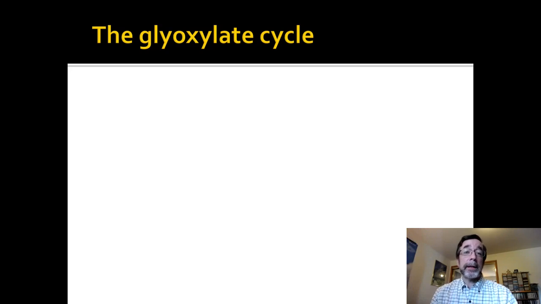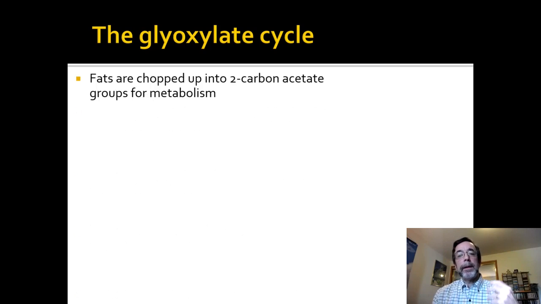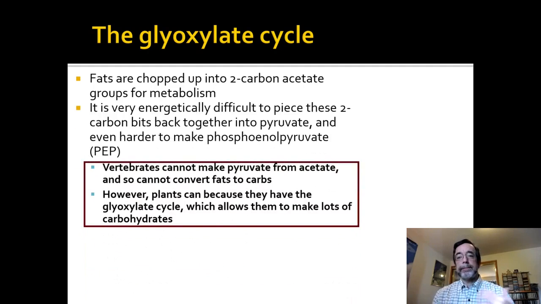Remember, they are more energetically dense than glucose is. And if you look on the labels, nuts and seeds will have lots of fats in them. So they solve a biochemical problem. And the way that they solve it is by using a modified form of the citric acid cycle. So fats are chopped up into 2-carbon acetate groups for metabolism. We're going to talk about that in the next chapter, in fact.